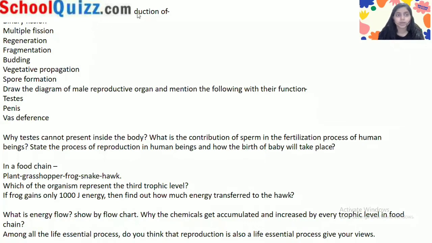So this is our 3 mark question, and we have 6 questions of 3 marks. Let's start from the first question: give one example each of asexual reproduction by binary fission, multiple fission, regeneration, fragmentation, budding, vegetative propagation, and spore formation. This is the second question, this is the third, fourth, and fifth. We have the next question in our next class, right?